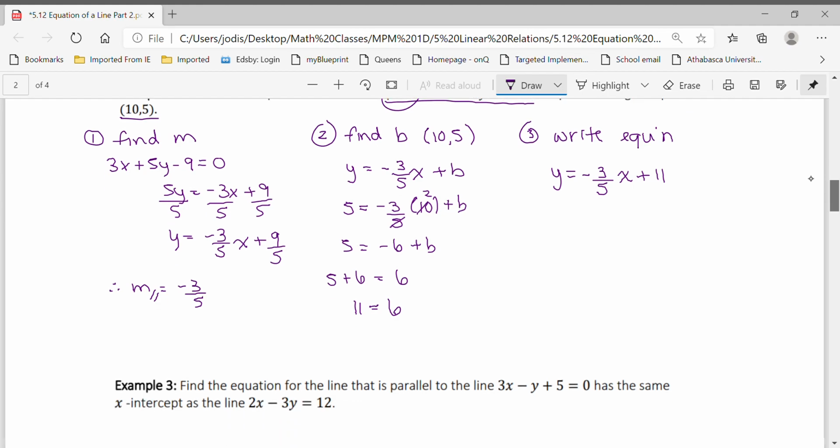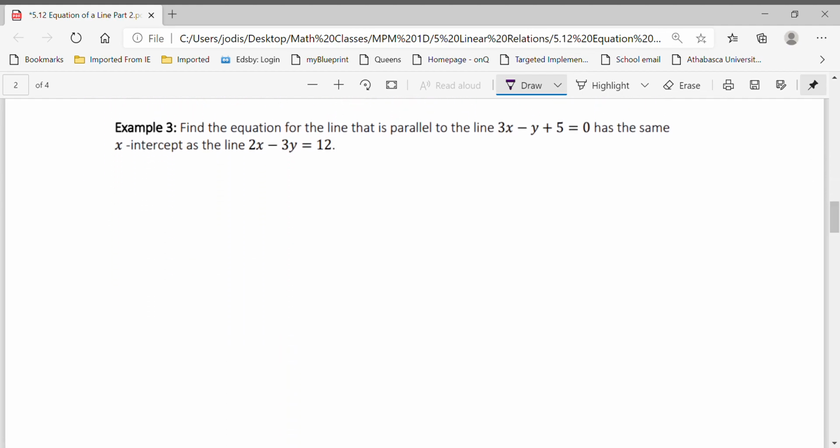Okay, so let's try another. We want to find the equation of a line that's parallel to this one and has the same x-intercept as this one. Okay. So first, again, let's find our slope, right? We know we have a line that's parallel to this. This is an easy one.